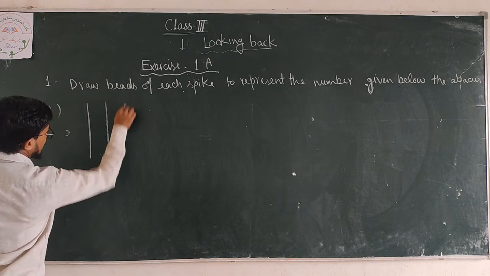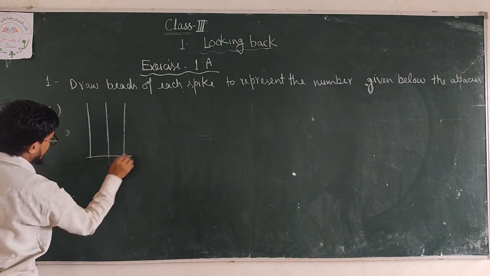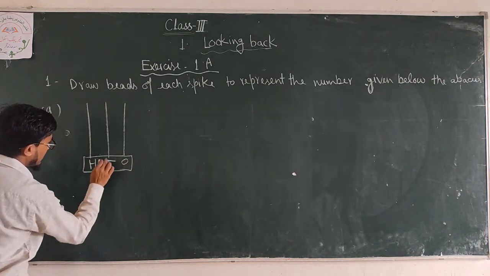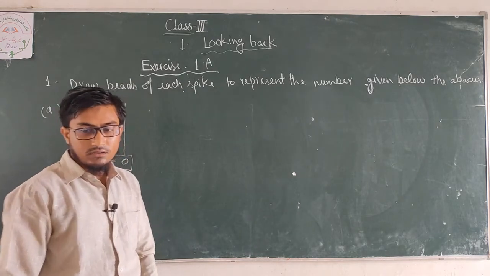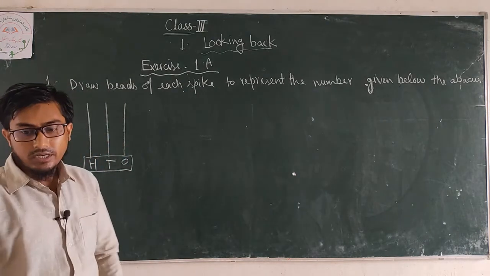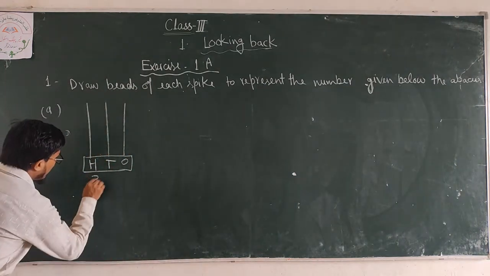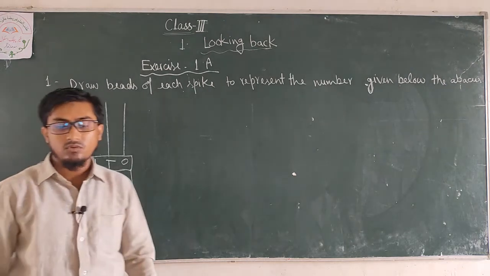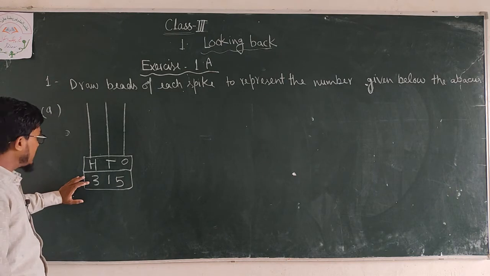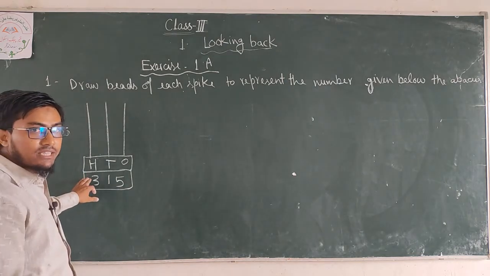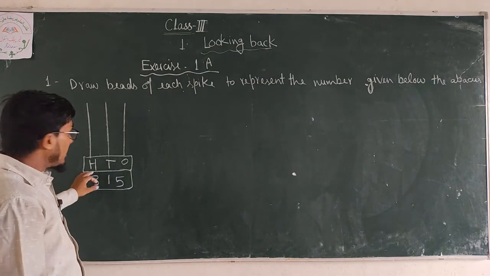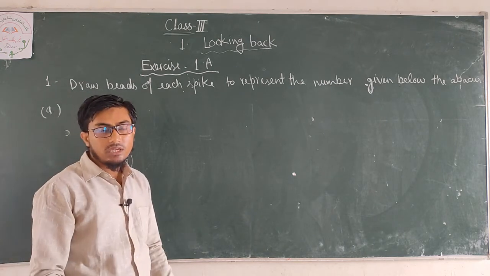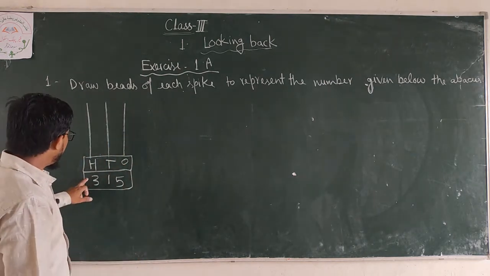Exercise 1A has this type of abacus made in your book, with ones, tens, hundreds, okay. The number is 315. Such an abacus is given in your book, question A. Here is 315. How many hundreds? 3 hundreds. In the previous example I made the abacus with word form, expanded form, and standard form.